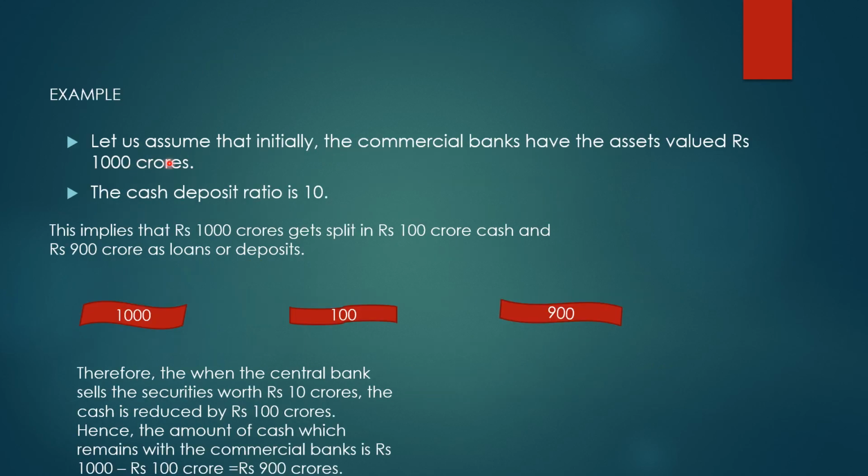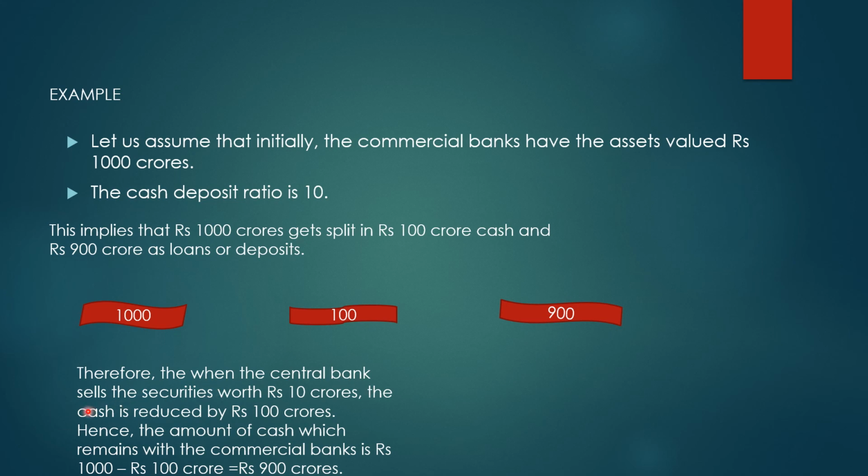Now let's take an example. It is assumed that initially the commercial banks have assets valued at 1000 crores. The cash deposit ratio is further assumed to be 10. This implies that 1000 crores get split into 100 crore cash and 900 crore as loans or deposits. You know the meaning of cash deposit ratio? Out of this much they have kept in cash. The commercial banks keep this much in cash and this much they use for lending or deposits.